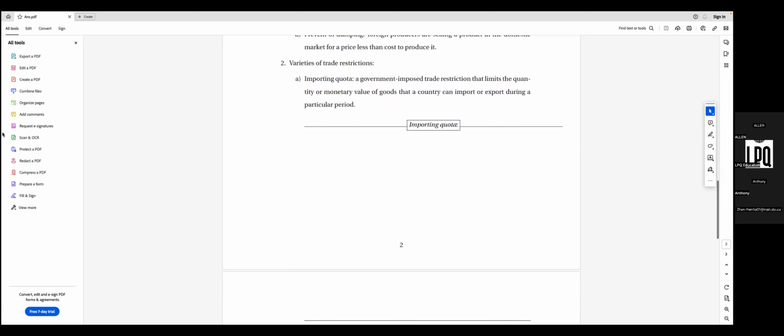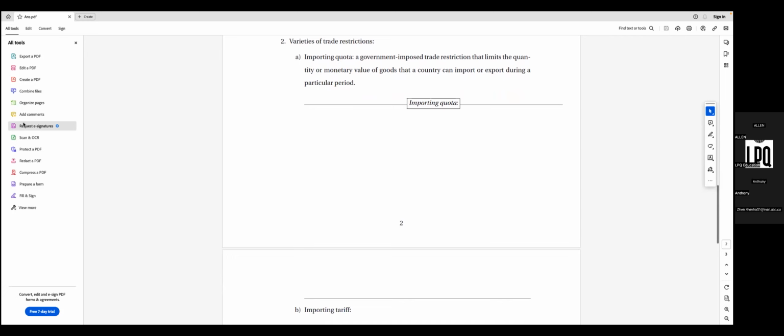The first thing we can do is something called importing quota. So what is importing quota? Quota is kind of an upper limitation, a restriction to regulate the highest amount, the highest value of the goods and services we can import from China. So what do I mean by the upper limit of the goods and services we can import from China?